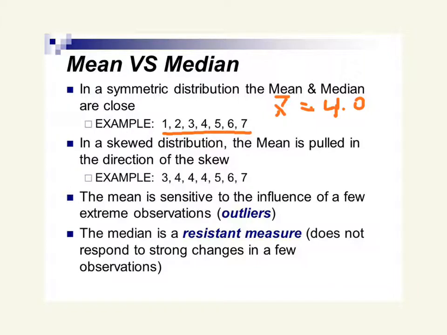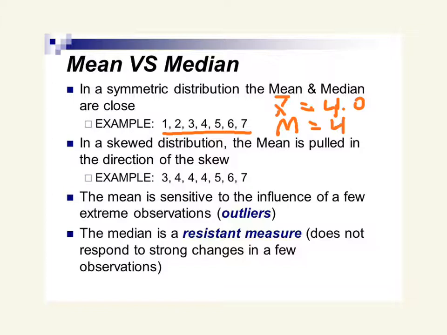The median in this problem, capital M, would also be 4. Right? So with this symmetric data, we can see the mean and the median are equal. And for something that's relatively symmetric, they're going to be close, not necessarily exactly equal.